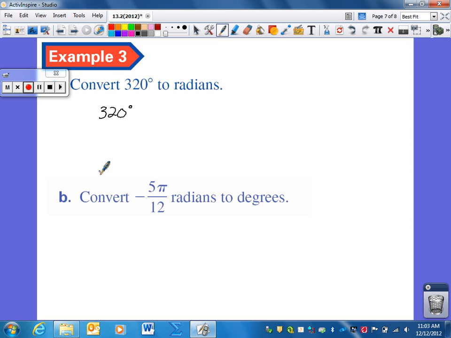And like I said, this should be some of the easiest stuff that we do in this chapter, because all it is is multiplication. As long as you can cancel out your degrees or cancel out your pi, then you're good.